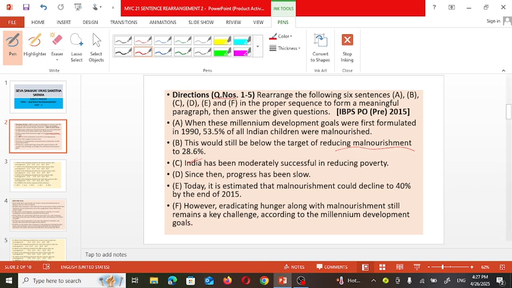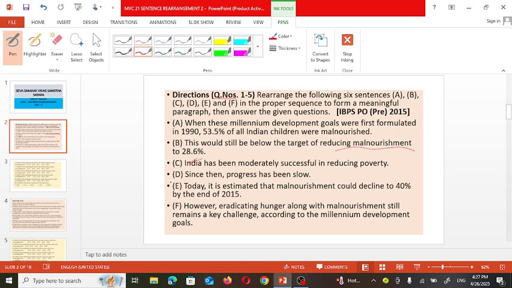Maybe you know about the Millennium Development Goals, which were set in 2000 so that there can be development in the standard of living of the people. Now, after observing all these sentences, you are able to understand that these sentences are about the malnutrition problem faced in India.